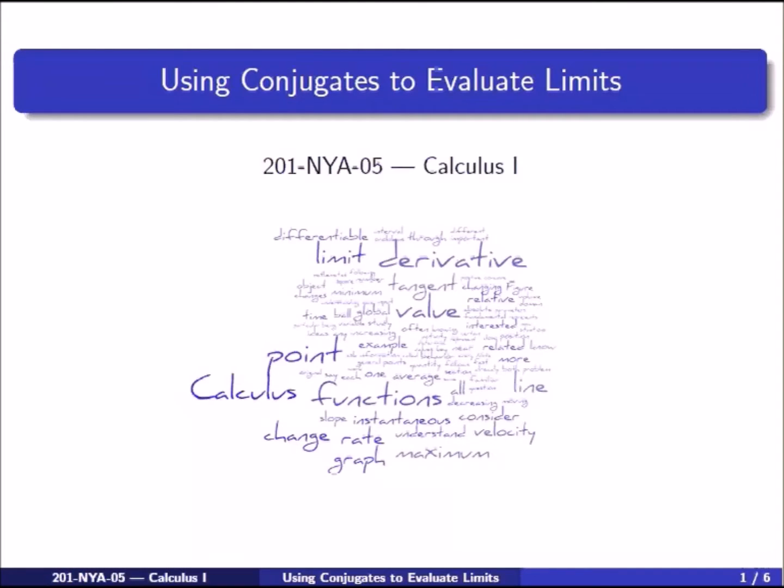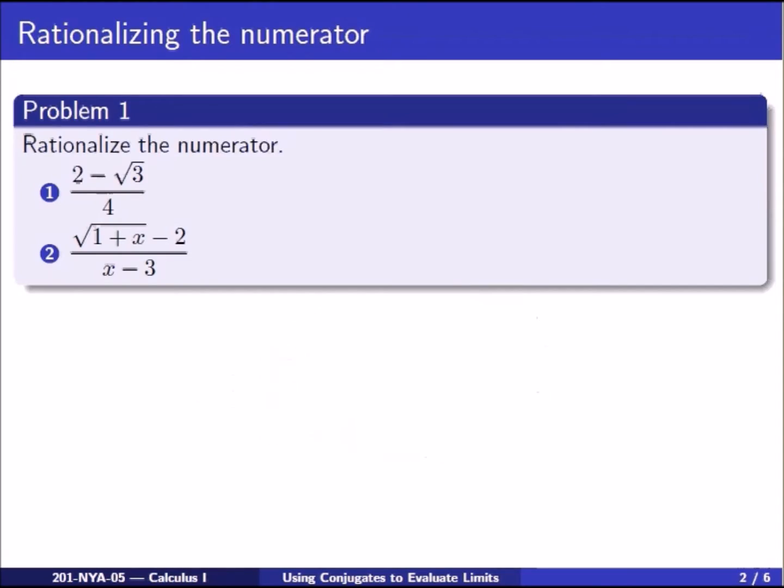Welcome. So in this video, we are going to look at the concept of conjugates and how it can help us to evaluate limits. So let's first start with a problem that you may have seen already in high school, which is rationalizing the numerator of a ratio of expressions, one of which contains a radical.